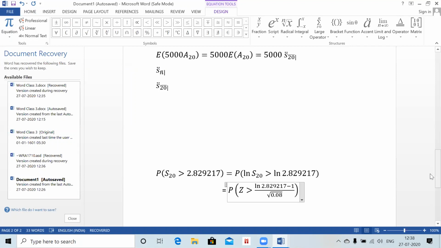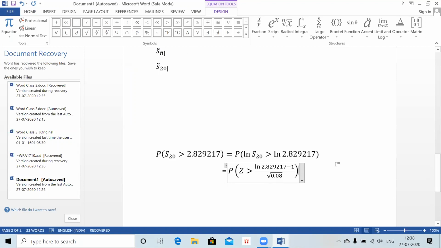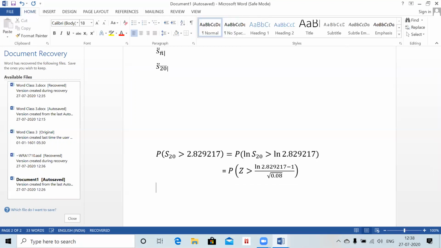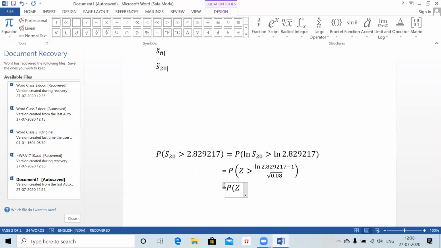Now the sqrt has come, see, which is this. Or equals to probability of Z greater than (1.04 minus 1) divided by sqrt of 0.08, brackets close, which is equal to probability Z greater than 0.14142.